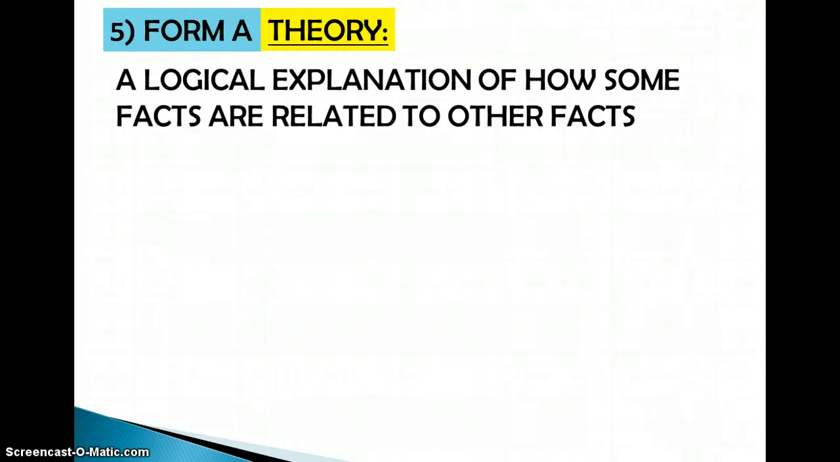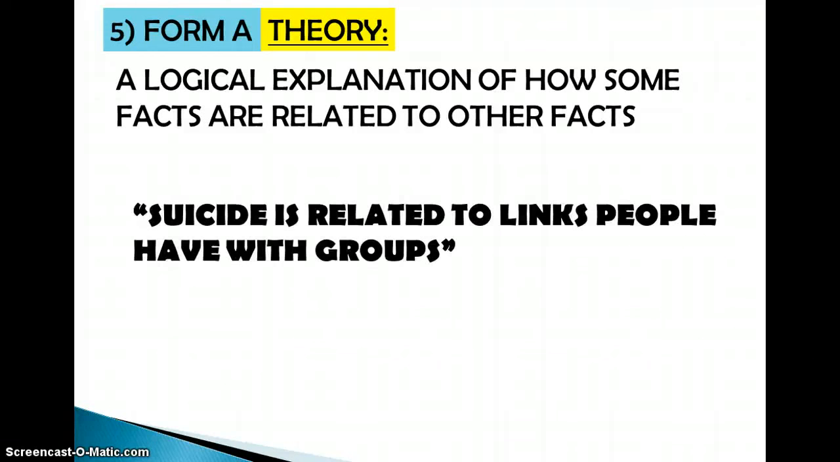And the fifth step is forming a theory. Now, this is a logical explanation of how some facts are clearly related to other facts. In other words, it's not your thoughts, it's not your educated guess anymore. Based on what you have in front of you, your research, your analysis, your statistics, your data, what is clearly going on here? And Durkheim decided that his theory was that suicide is related to the links or connections that people have with different groups. Your theory, again, may be exactly like your hypothesis, or it may be completely different. And either way, you're still researching.